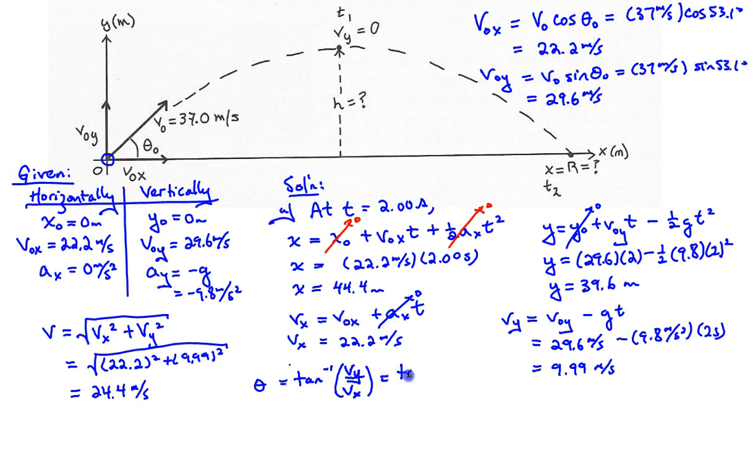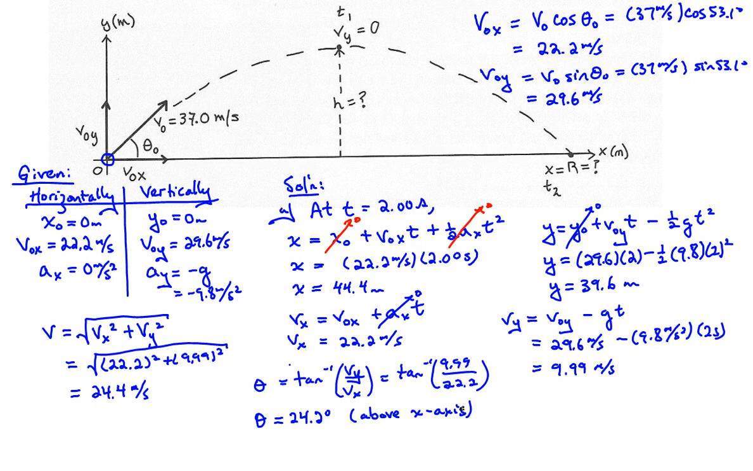And the angle can be determined by using the arctan of Vy over Vx. So the arctan of 9.99 all over 22.2, which gets you an angle of 24.2 degrees. And that is above the x-axis.